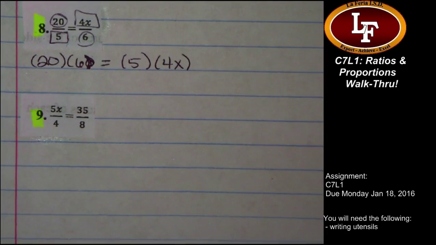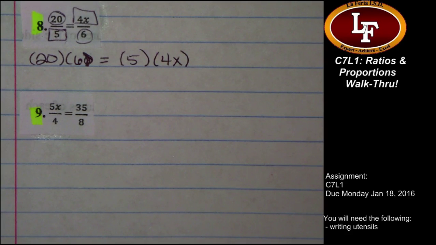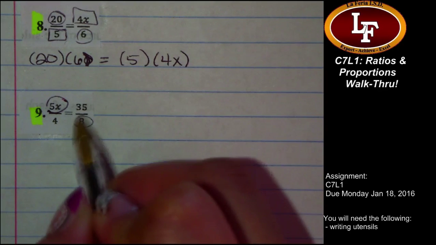Okay, look at number 9. Looks exactly like number 8, doesn't it? It's a proportion. So the setup is exactly the same. I'm using the cross product property, and what am I multiplying together? Look back at cross product property. And the cross product, what am I multiplying together? Yeah, the extremes, which are these.